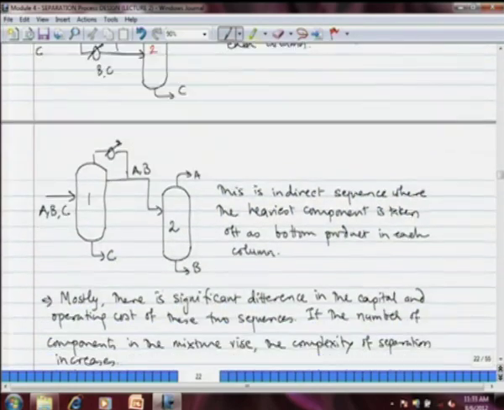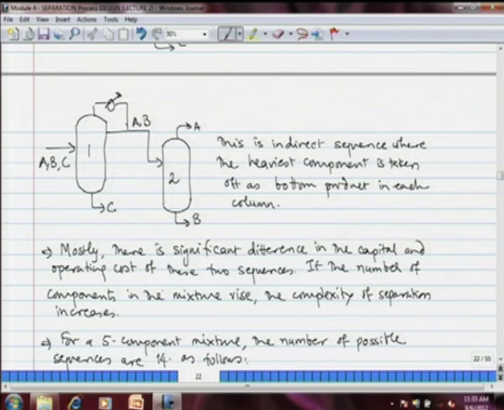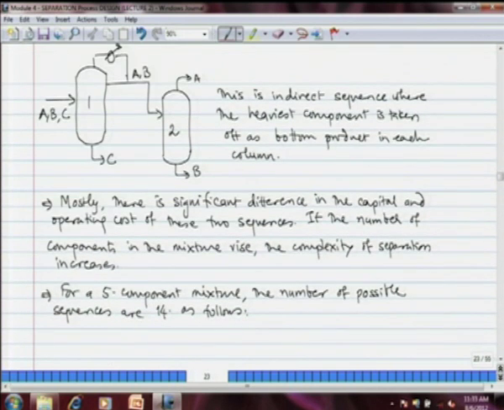Then we have an indirect sequence, the mixture ABC being split as AB together and C separate, C being taken off as the bottom product from the first column, the mixture of A and B flows to the next column and then it is split. So, this is an indirect sequence in which the heaviest component is taken off as the bottom product in each column. Mostly there is significant difference in the capital and operating cost of these 2 sequences.